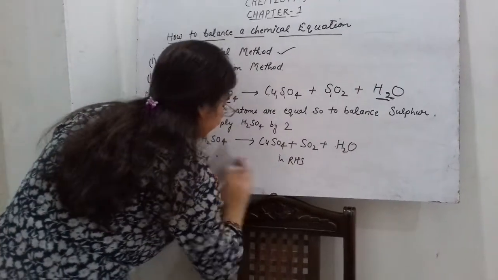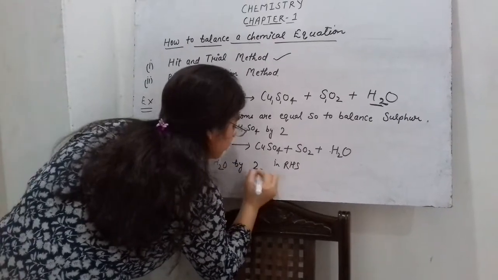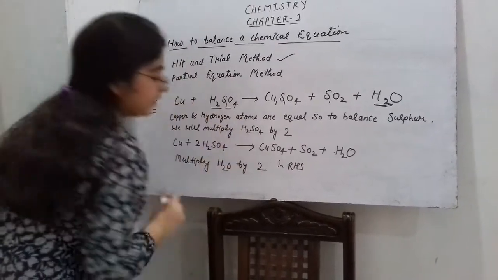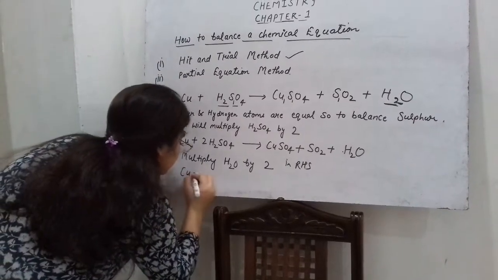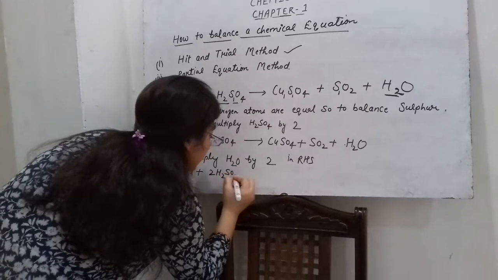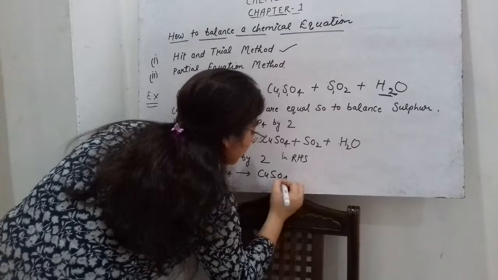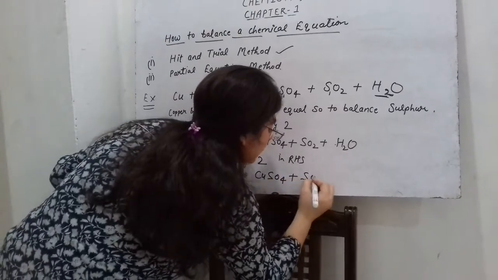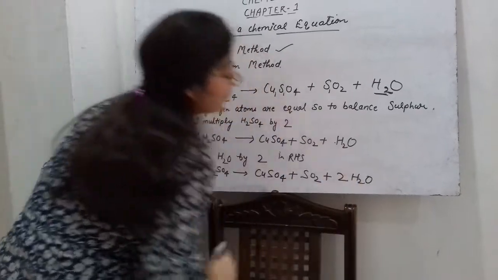So you can write multiply H2O by 2 in the right hand side. So finally we will get the equation as Cu plus 2H2SO4 gives out CuSO4 plus SO2 plus 2H2O.